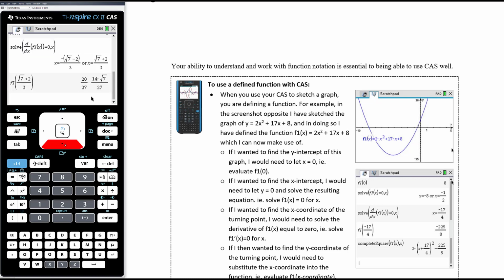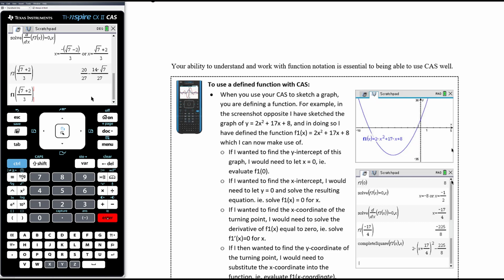And then we can do the same with the other one. It is negative root 7 plus 2 on 3. So that's the y value of that turning point. You can get them as decimals by pressing Control Enter.